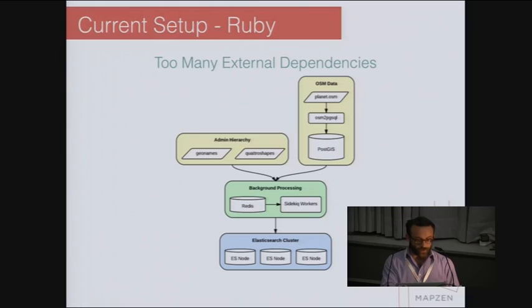So the way it's working right now, the service you just saw, we have the admin hierarchy with Geonames and with Quattroshapes. Then we have the OSM data. So we're running osm2pgsql, putting that into PostGIS. And then we have this other complicated process that uses Redis and Sidekiq workers, a Ruby background processor that then indexes everything into our Elasticsearch cluster. So it works. It's reasonably fast, but it's definitely not developer friendly.